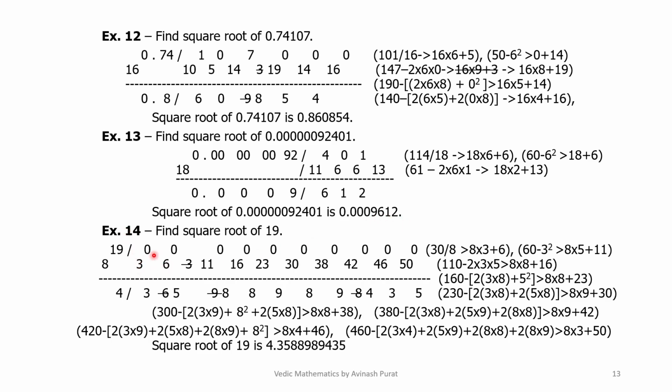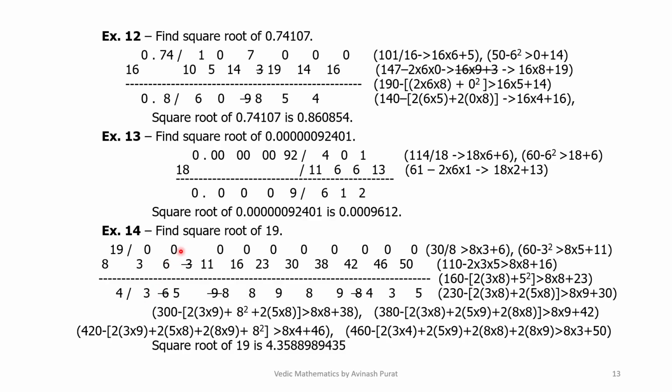Example 14. Find the square root of 19. Now the highest square below 19 is 16. The square root is 4. 4 into 2, 8, is the divisor and 3 is the remainder. Now 30 is the next dividend. No deduction from this figure. So 30 divided by 8, 3 is the quotient and the remainder is 6.